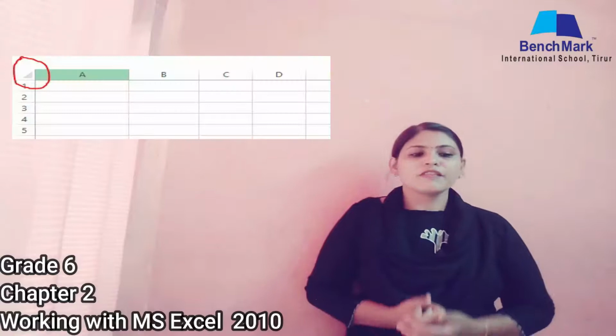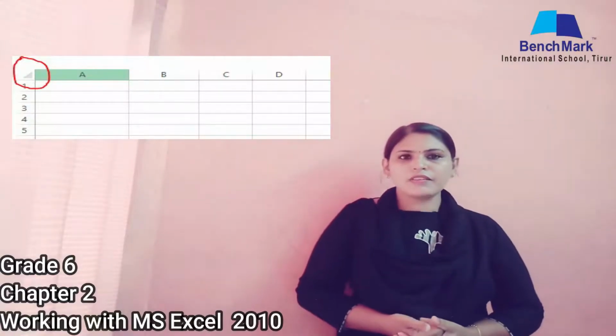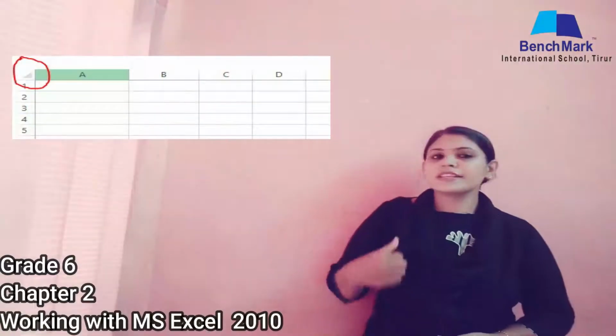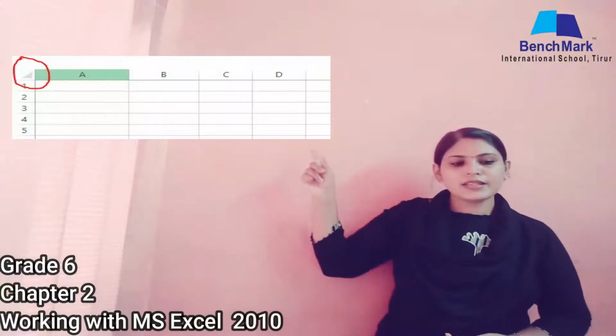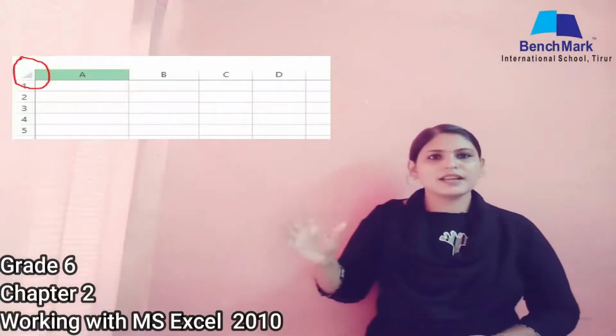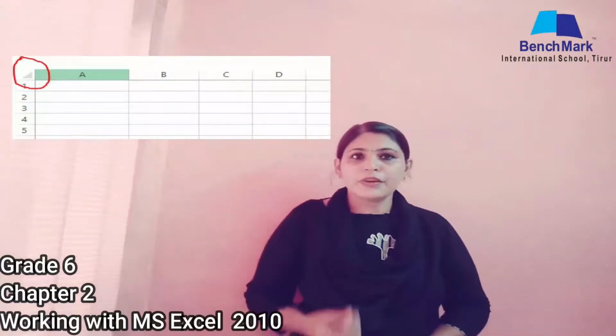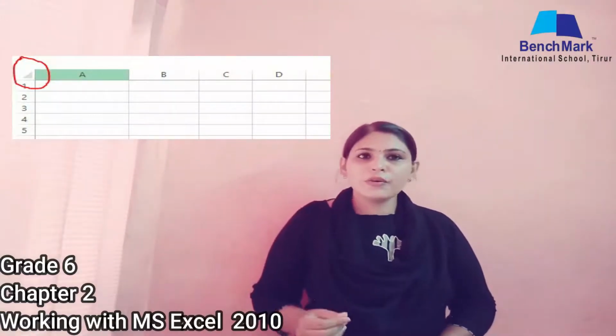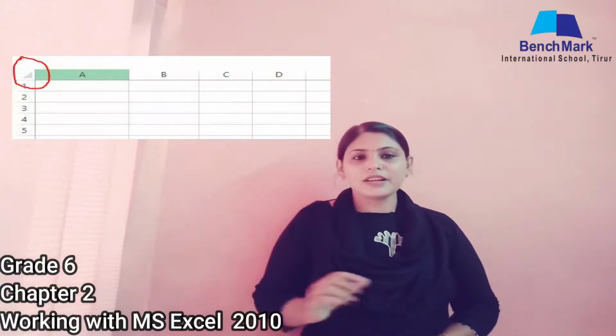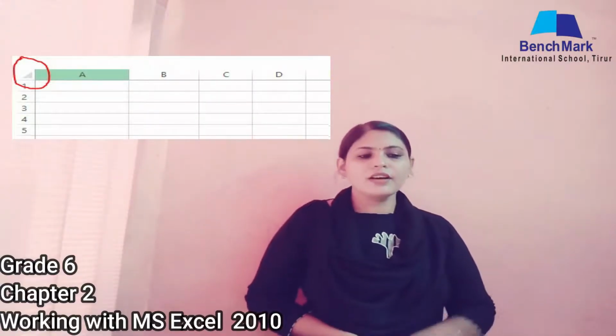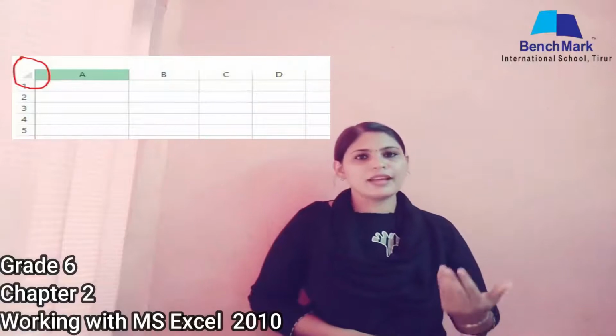Next, we will discuss how to select all the cells on a worksheet. For selecting all the cells on a worksheet, click the Select All button. In the figure, you can see the Select All button. Just click that button. Or you can press Control and A keys together. When we press Control and A keys together, all the cells on the worksheet will be selected.